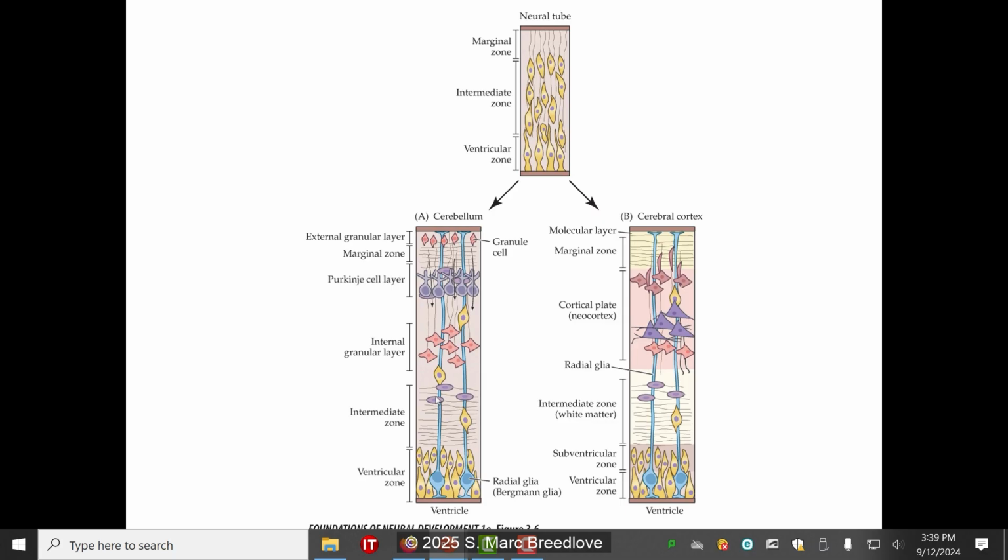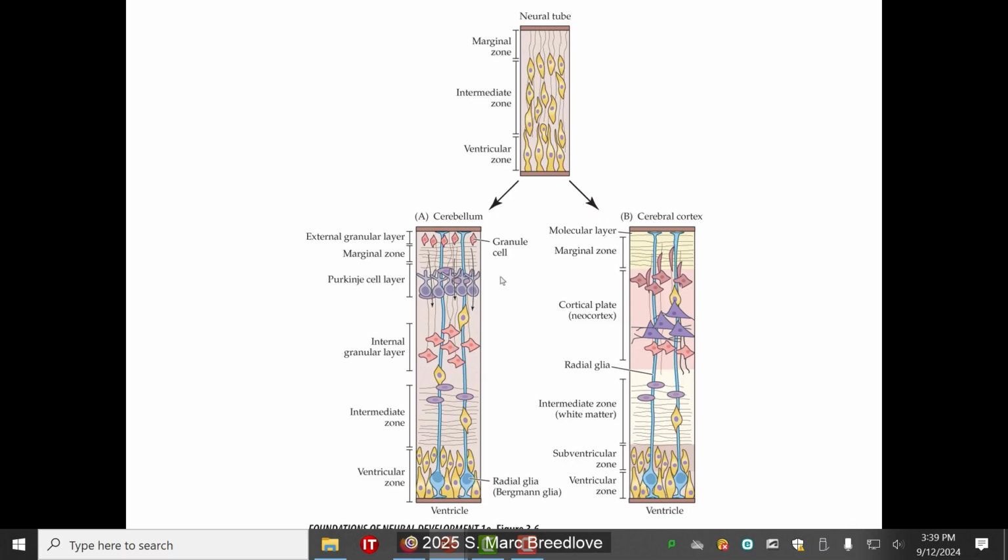So they're going to make the white matter. The intermediate zone turns into white matter. And now we have the outer zones that are going to make all the gray matter. And in cerebellum, we'll have an internal layer of granular neurons. Why are they called granular neurons? Because they're tiny and sort of like little grains.